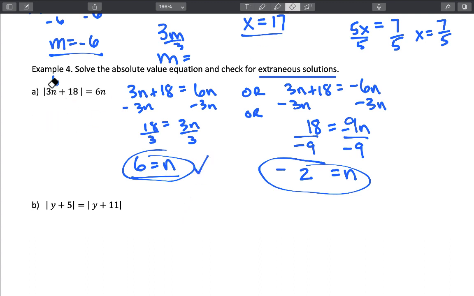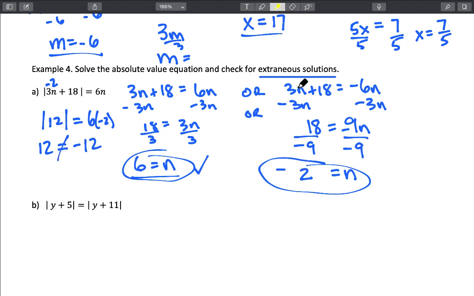Now let's check and see what happens when we put in a negative 2. 3 times a negative 2 is negative 6. Negative 6 plus 18 is the absolute value of 12. Is that equal to 6 times negative 2? Well, the absolute value of 12 would be 12, and 6 times negative 2 would be negative 12. This is not a true statement.